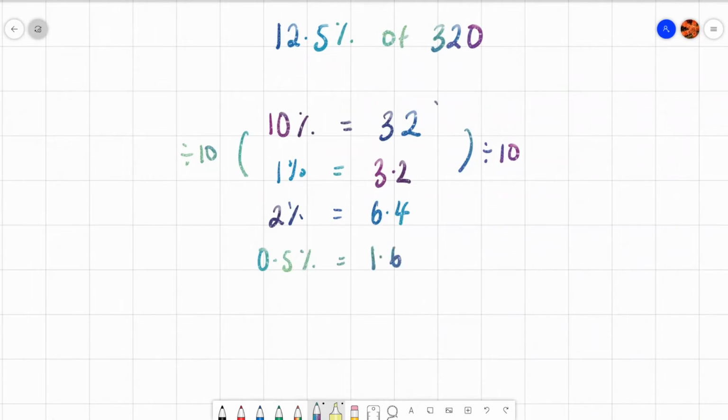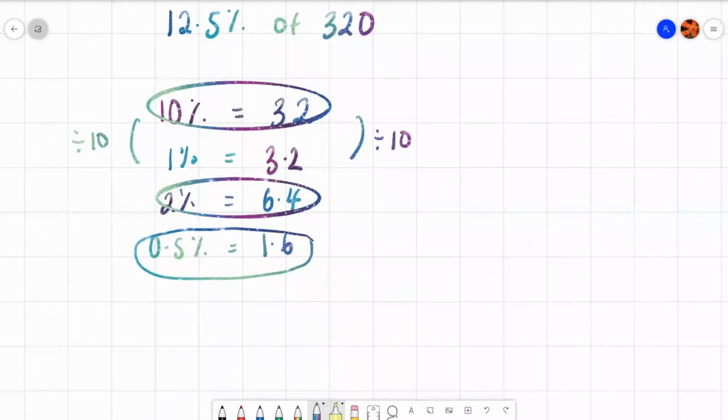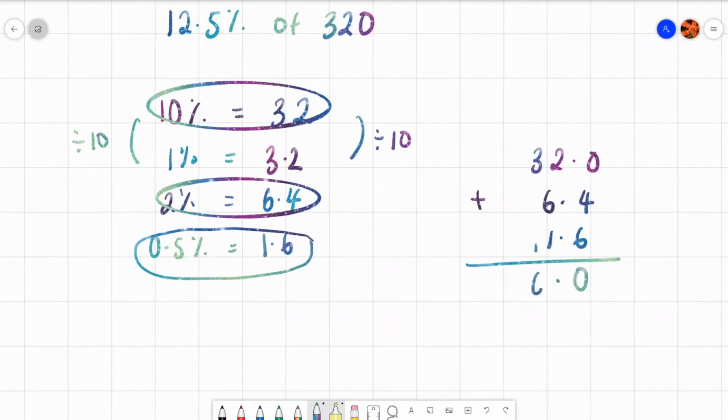And then I need 12.5%, so I need 10%. I need the 2%. I need the 1.6%. You could have just added another 1% instead if you didn't want to do 2%. So I've got 32.0, add 6.4, add 1.6. That's 10. Carry the 1 over. 6, 7, 8, 9, 10 again. Carry the 1 over. 4. So the answer is 40.